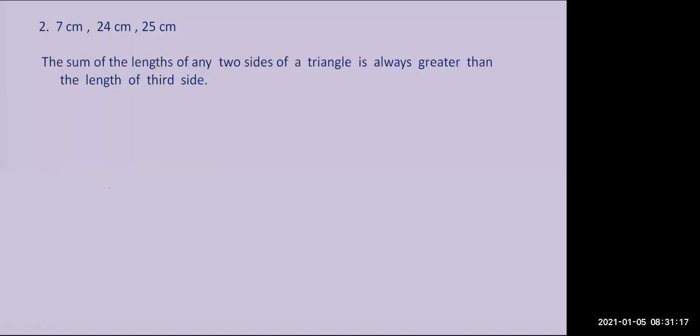Let's go to the next sum. Similarly, we have to do this sum also. See, second question: 7 centimeter, 24 centimeter, and 25 centimeter. These three measurements we have. Let's read our property again. The sum of the length of any two sides of a triangle is always greater than the length of the third side. This is the property.